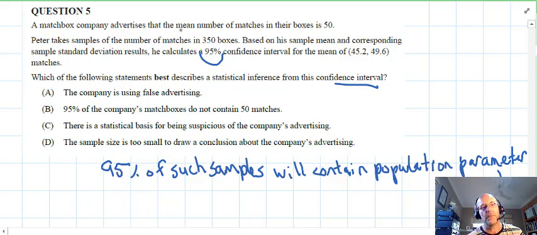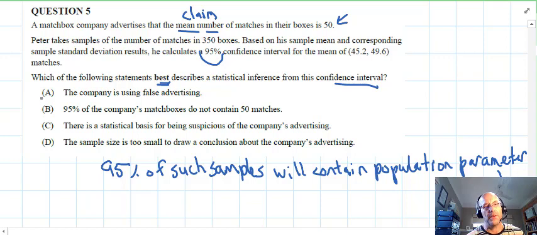Okay, so here's the claim. We're testing that claim essentially. The claim is that the mean is 50. Let's run through these four options and work out which one best describes it. And it does say best, so there may or may not be elements of truth in each of the options, but we're after the best one.